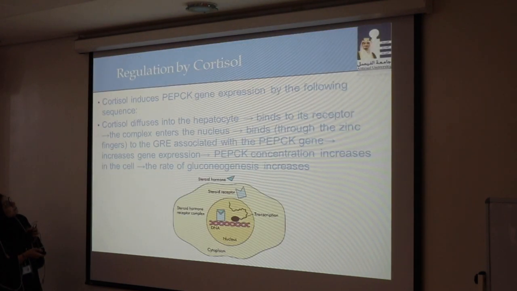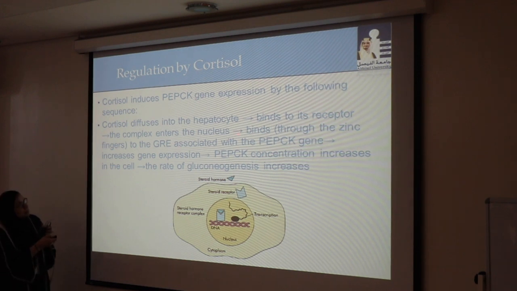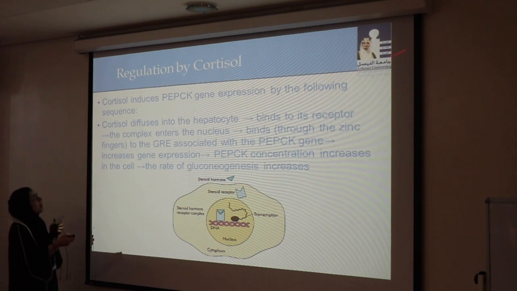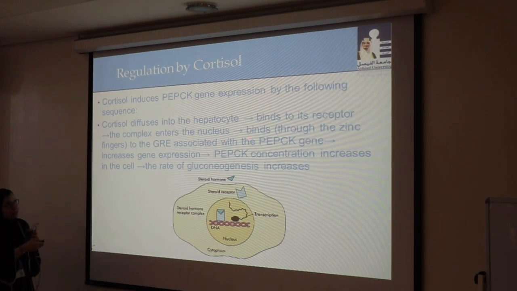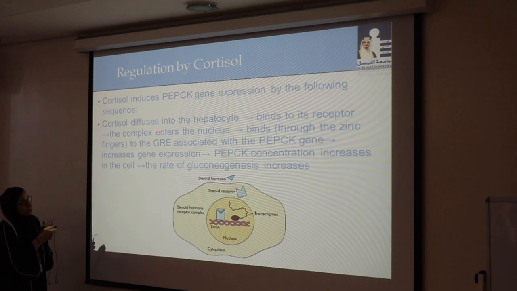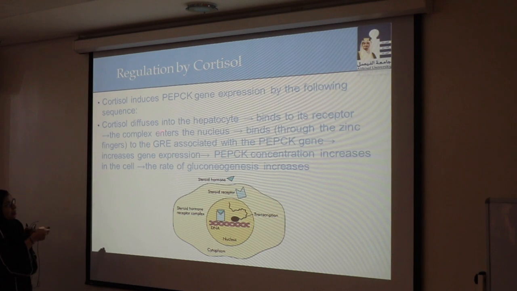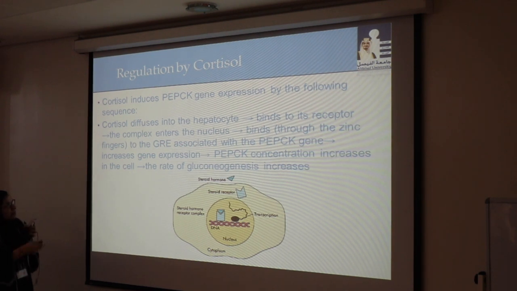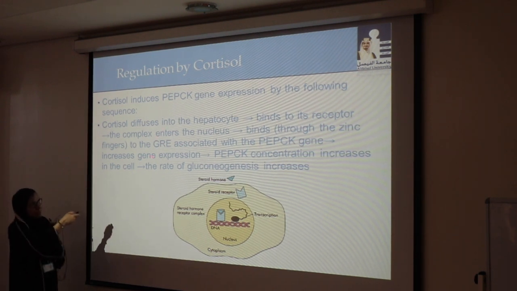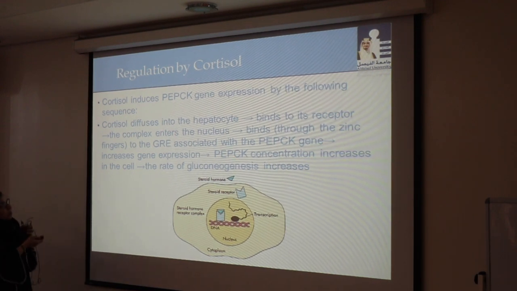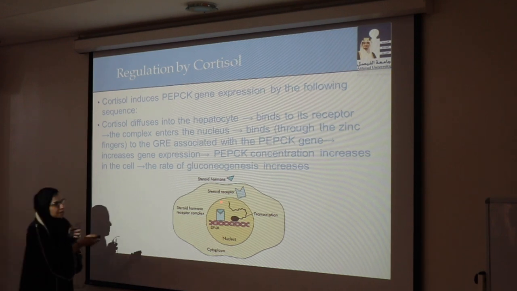Not this one. Okay, so I repeat. So cortisol will go inside the liver. It will bind to its receptor. Then the complex will enter the nucleus, and bind to the GRE. This is the transcription factor that will bind to the GRE response element, okay, that will activate the gene, okay? So, this is the transcription factor.